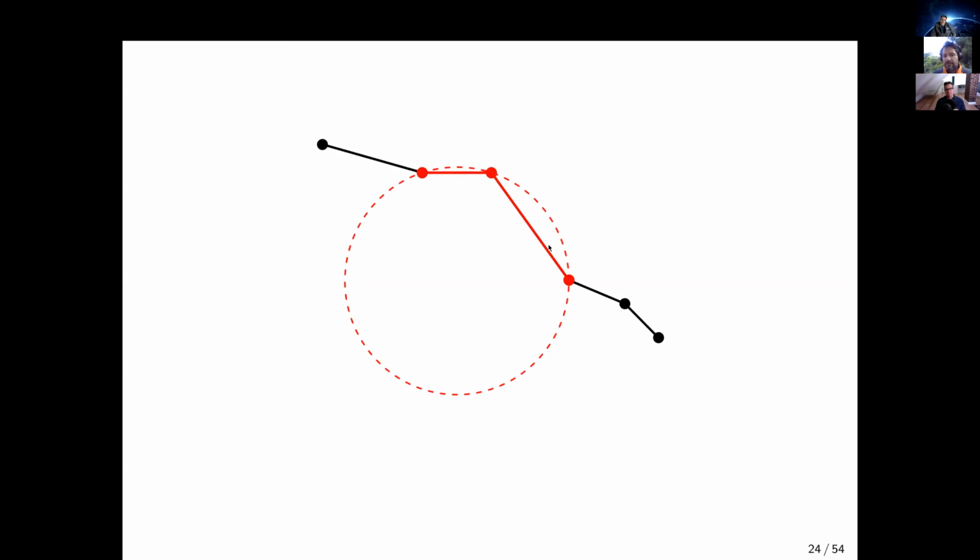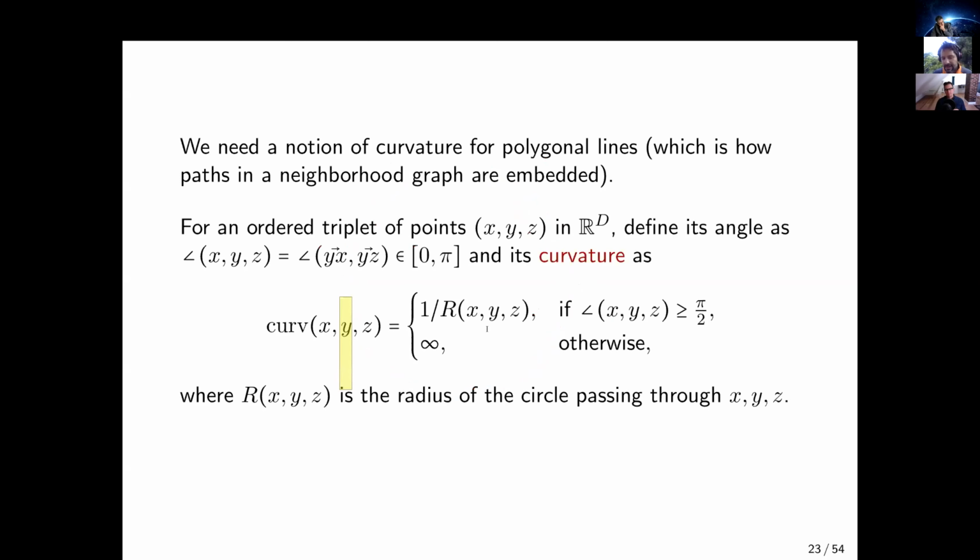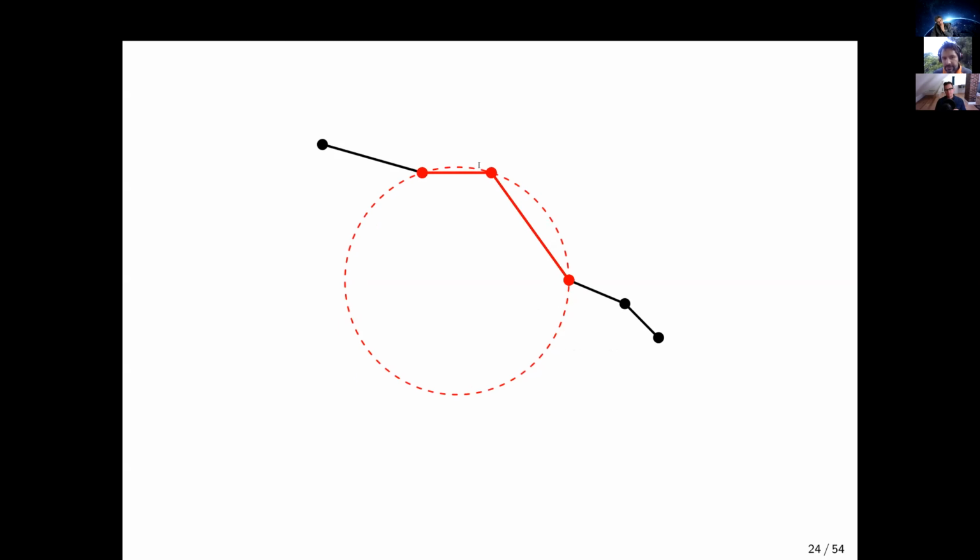And even though this could be in any dimension, when we have three points like this, there's a unique circle that goes through them, at least as long as they're not aligned. And in that case, we take 1 over the radius of that circle to be the curvature. That's true as long as the angle that the segments make here is obtuse. If it's square or less, then we just define the curvature to be infinite.